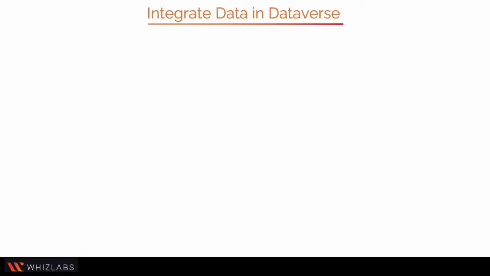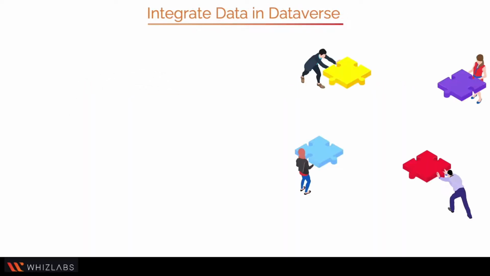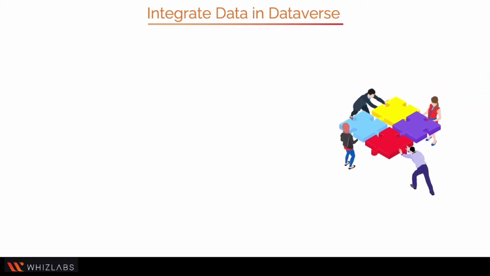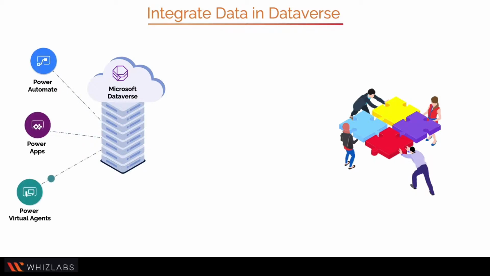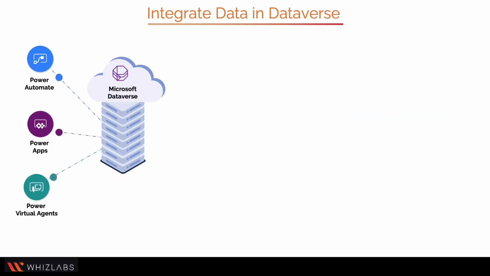Let us now learn how to integrate data into Dataverse. To create an app, you might need to get data from multiple source systems. Dataverse allows data from different sources to be combined into a single store. Power Automate, Power Apps, and Virtual Power Agents are among the Dynamics 365 applications that use the data. To integrate data in Dataverse, you will need Data Integrator. What is a Data Integrator? The Data Integrator is a point-to-point integration service that helps Dataverse users integrate data.